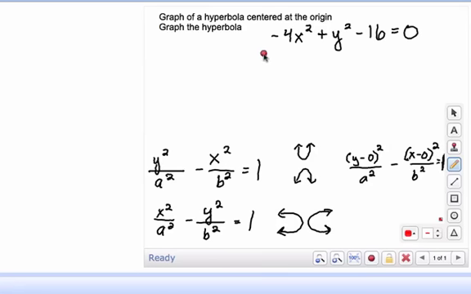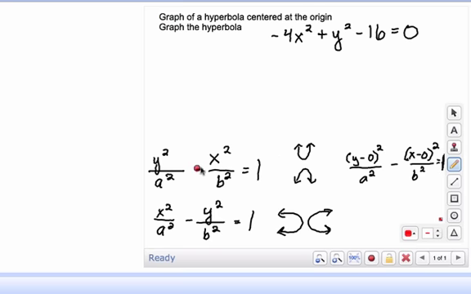All right, when you're asked to graph a hyperbola centered at the origin, and you can tell that it's centered at the origin because, well, first of all, you know it's a hyperbola. This equation right here is a hyperbola because it has an x squared and a y squared, and one of these is negative. So it's a hyperbola. And I can tell that it's going to be centered at the origin because I don't have an x or a y term. Okay? I have the x squared, the y squared, but no x or y term. So I know it's going to be centered at the origin.